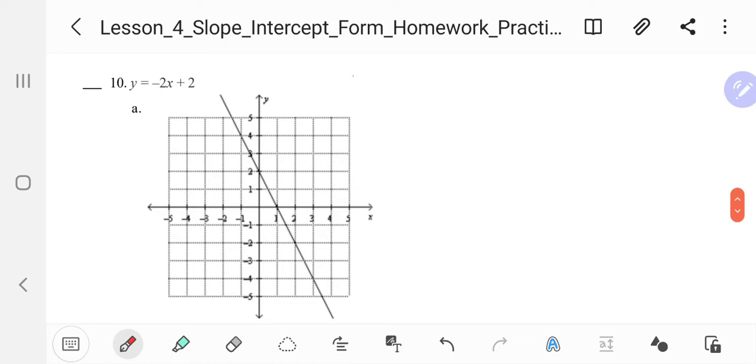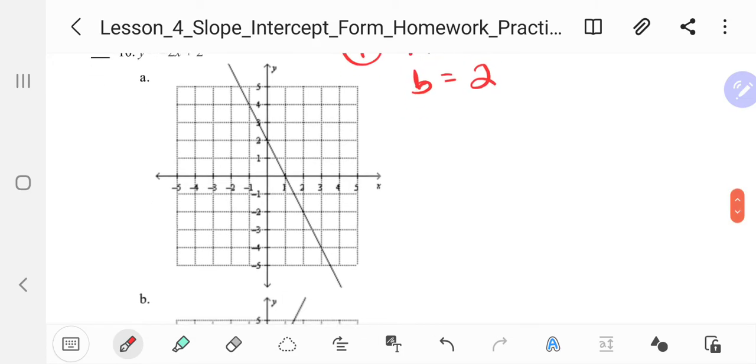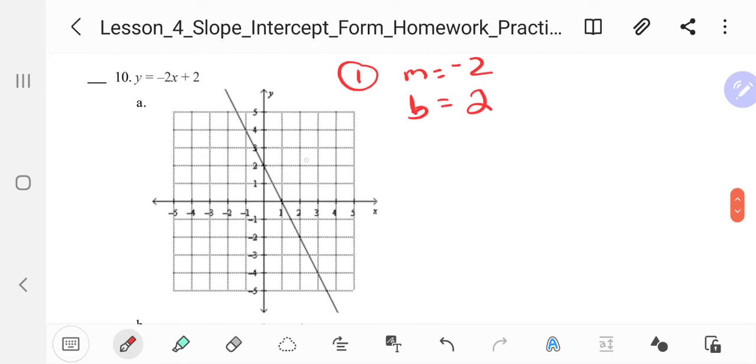All right, so first step here, when we're graphing equations in slope-intercept form, is we are going to find the slope and the y-intercept. The slope is -2, so we have a negative slope. So it should be decreasing from left to right, and we have our y-intercept of 2. So let's look at A first. Our second step is to plot the y-intercept.